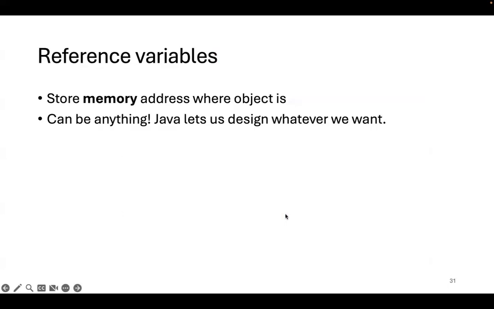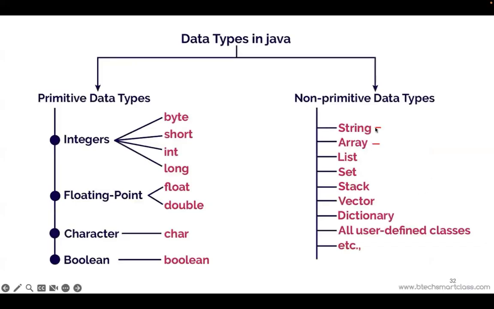And so it stores that address. Any other kind of data type is going to be a reference type. So anything that's not one of these 8 is a reference type. It's non-primitive.